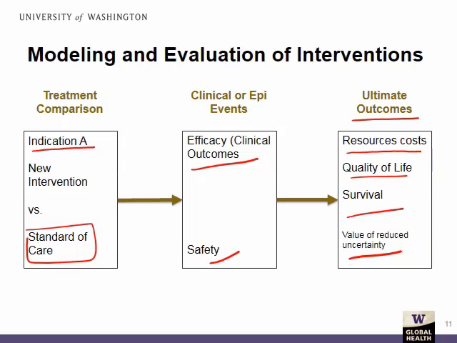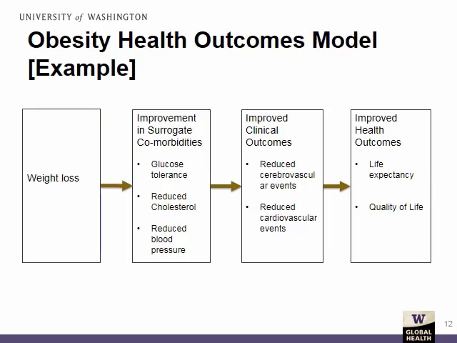And essentially, models allow you to make these kinds of projections. So let's say that the aim was weight loss, and weight loss improves surrogate comorbidities. So it improves glucose tolerance, it reduces cholesterol, and it has an impact of reducing an individual's blood pressure. And this would lead to improved clinical outcomes. It would lead to less strokes and less heart attacks.